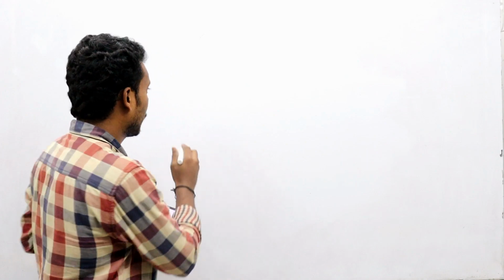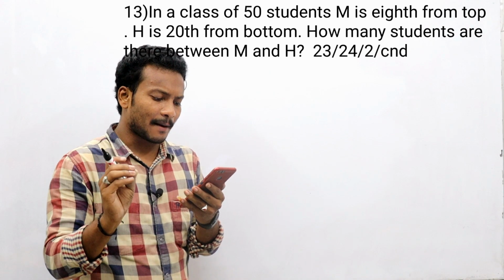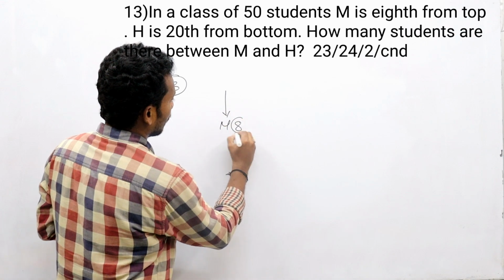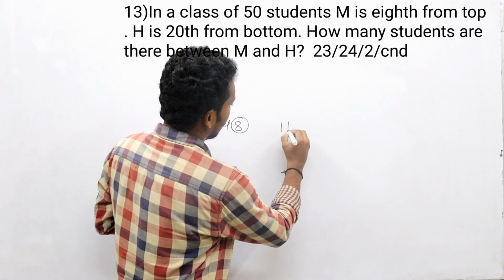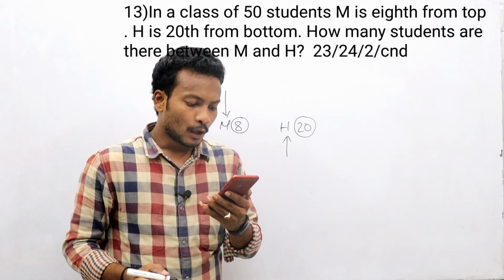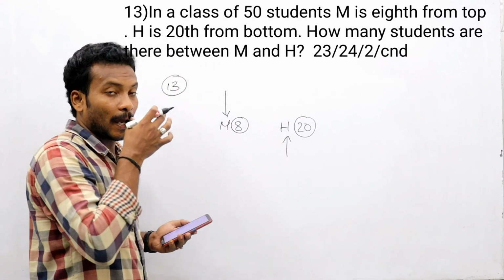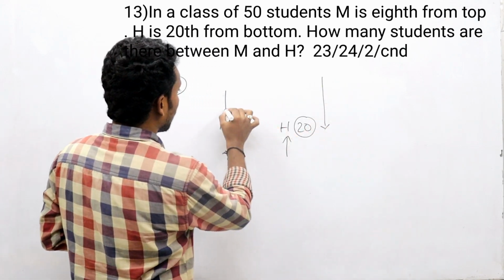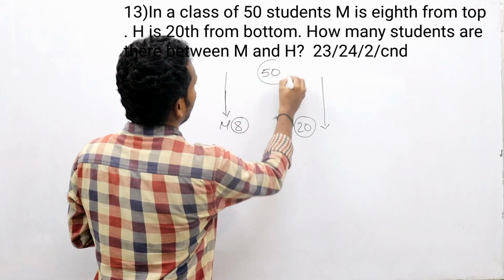Next, 13th question. In a class of 50 students, M is 8th from the top. H is 20th from the bottom. How many students are there between M and H? For finding the number of persons between, we have to find the positions from the same side. From here it is 8. First, how many persons are total? 50 members are there.